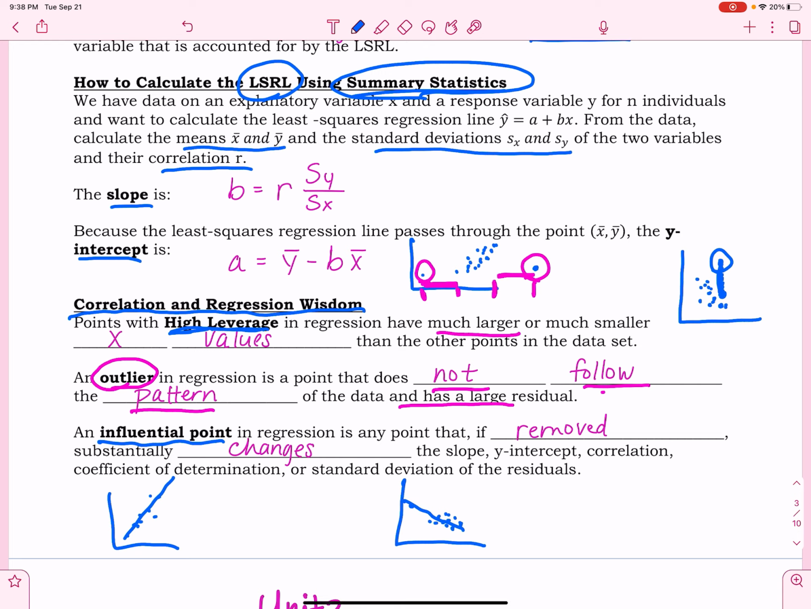See, it's extending that linear relationship. So this point is going to give this a higher correlation. All right, but if I take it out, it is going to weaken the relationship, so it would change the correlation. So it is considered an influential point, but not an outlier. It is considered high leverage, though, because it's got space between it horizontally and the rest of the points.